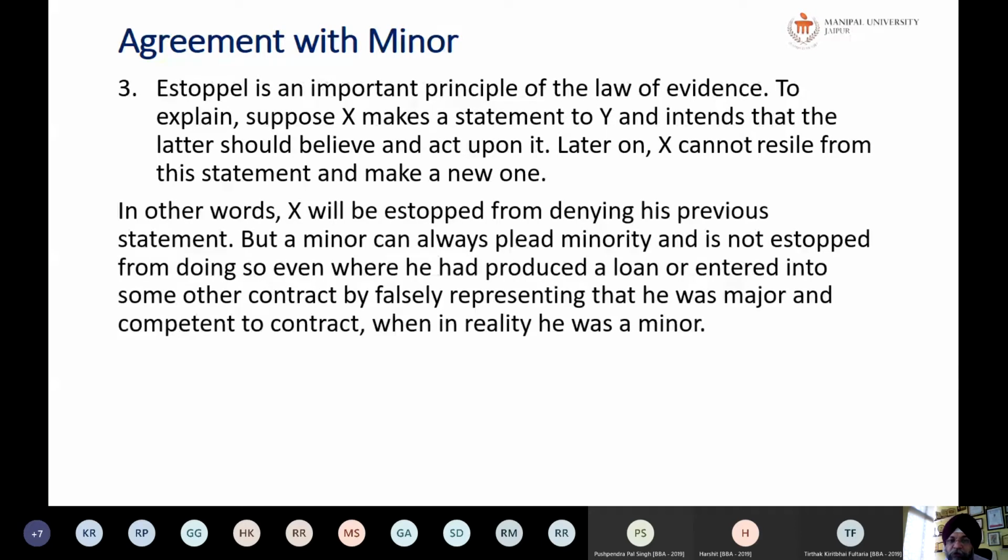In other words, X will be stopped from denying his previous statement, but a minor can always plead minority, as if not stopped. So it will again be the liability of a person who is actually entering into a contract that he has to fulfill his part, and you cannot stop the minor by denying the fact that he has done it. If he has procured a loan and entered into some other contract by falsely representing that he was a major, when in reality he was a minor, then also the law will protect him. So one way or the other, the minor will be protected, and the principle of estoppel will not be applicable over here.